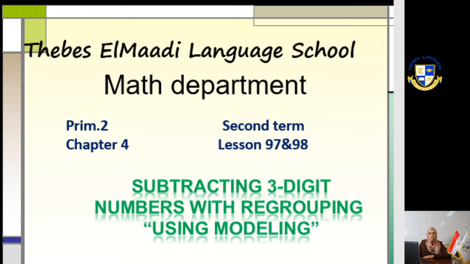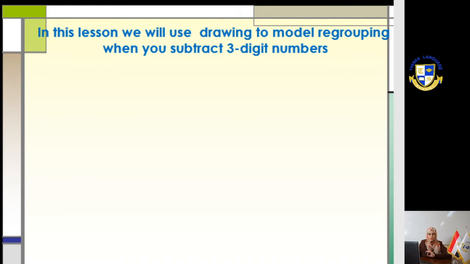Hello, Primary 2, Chapter 4, Lessons 97 and 98: subtracting 3-digit numbers with regrouping using modeling, again drawing. Let's start. In this lesson, we will use drawing to model regrouping when you subtract 3-digit numbers. We did 1 and 2 digits before, and this is the 3-digit numbers.